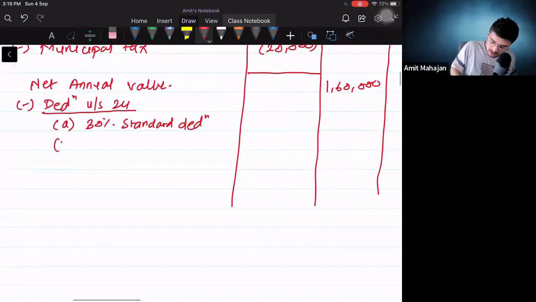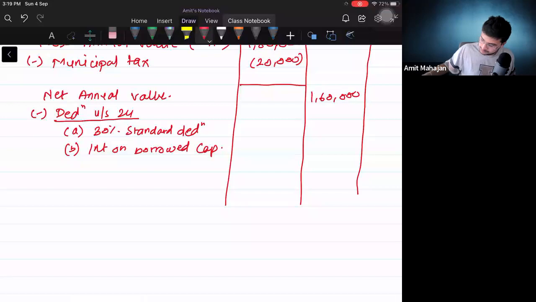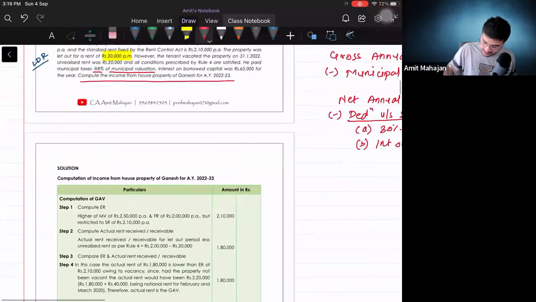30% standard deduction, B, interest on borrowed capital. Now we will have to compute. This is 1,60,000, and into 30% comes to 48,000. Even though your maths is strong, don't believe in your computation, use your calci, right? So 48,000. Then interest on borrowed capital. Is there any interest on borrowed capital?